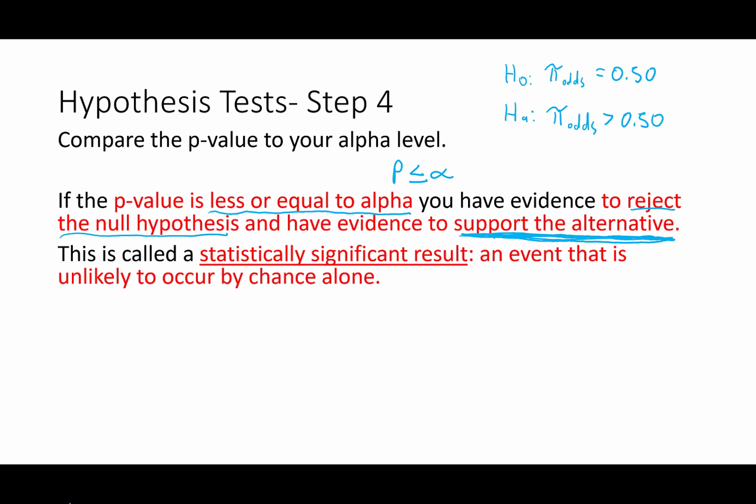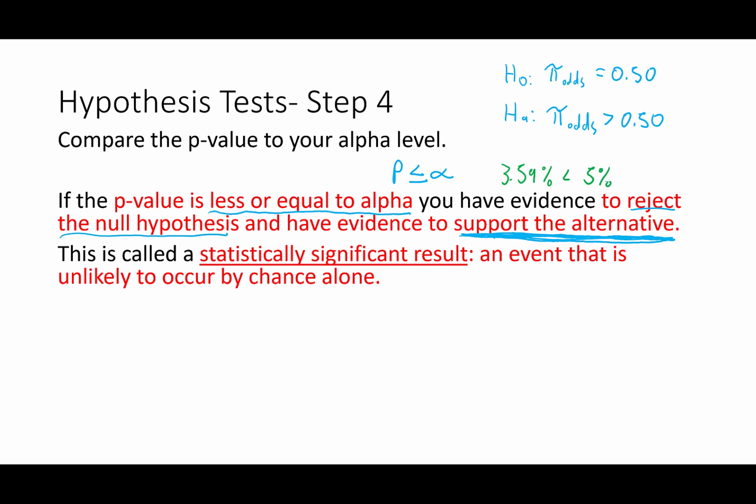This is called a statistically significant event, or a statistically significant result, something that's unlikely to occur by chance alone. Right? Our p-value was 3.59%, which is less than 5%. Getting the sample proportion we did was very unlikely to occur by chance alone if I actually gave you a fair dice.